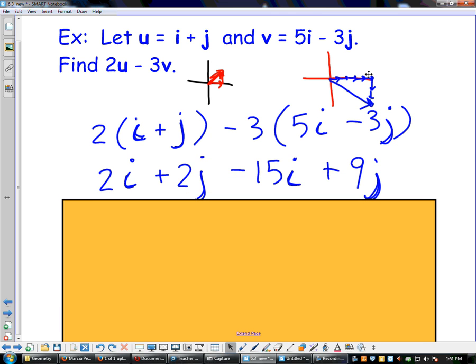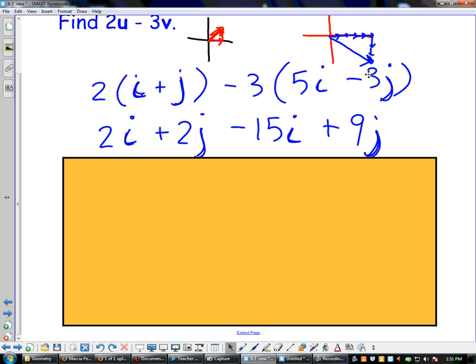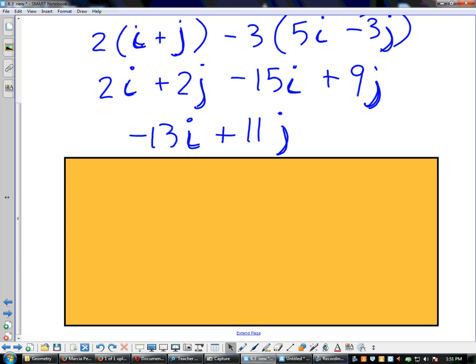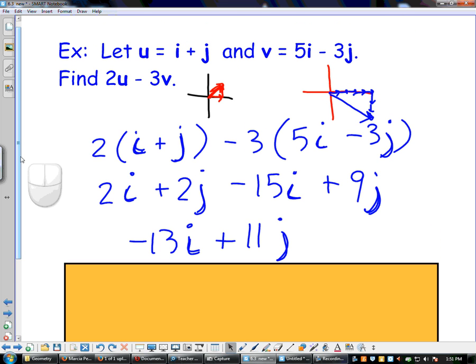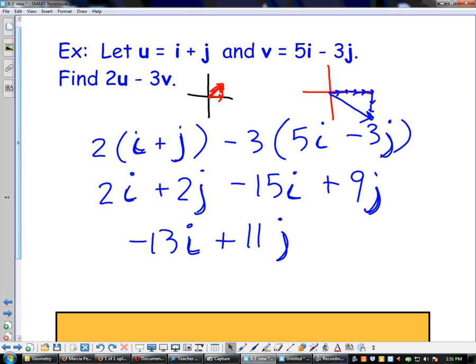All right? And that's going to give me, if I distribute, 2i plus 2j minus 15i plus 9j. Everybody with me? And I combine my like terms and I get negative 13i plus 11j. That's our answer? Easy. So if I wanted to find 2 vector u minus 3 vector v, it would turn out to be negative 13i plus 11j.